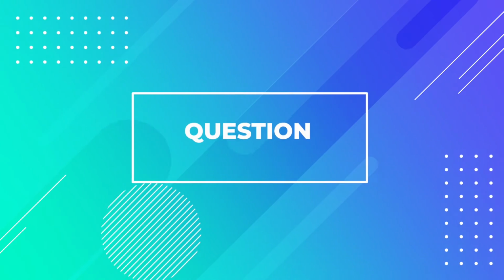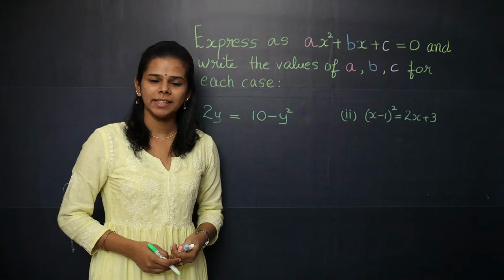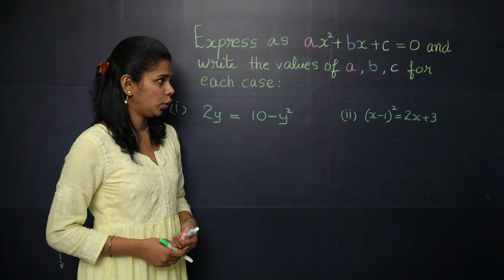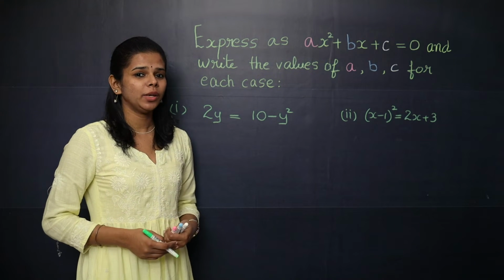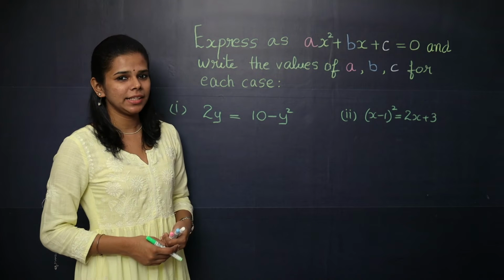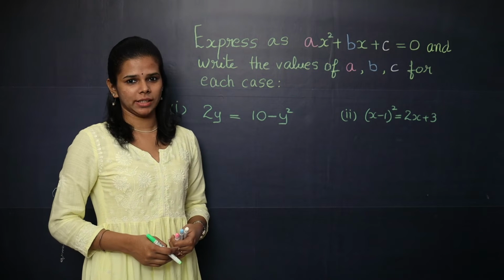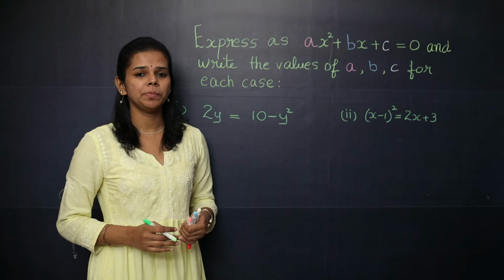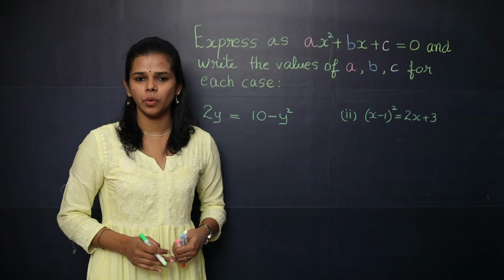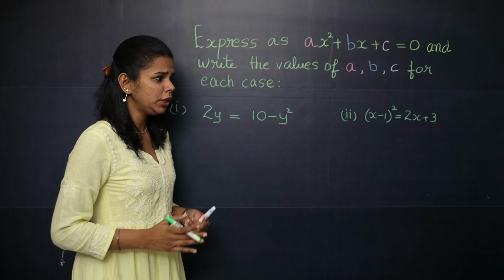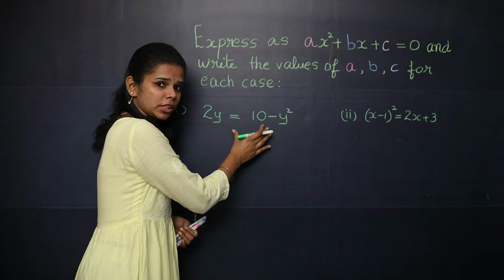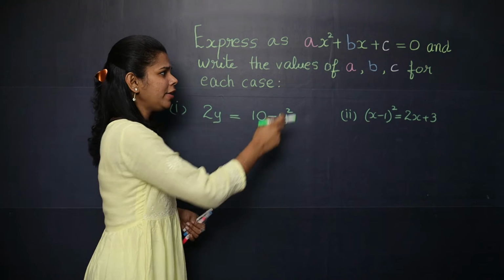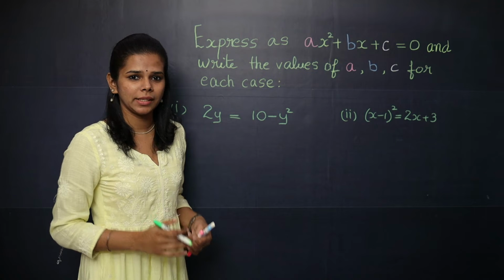Express as ax square plus bx plus c equal to 0 and write the values of a, b and c for each case. So ax square plus bx plus c equal to 0 is a standard form. So you need to make each question to its standard form and find the values of a, b and c.